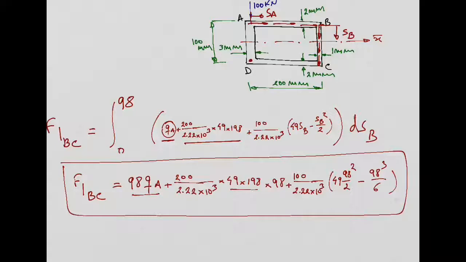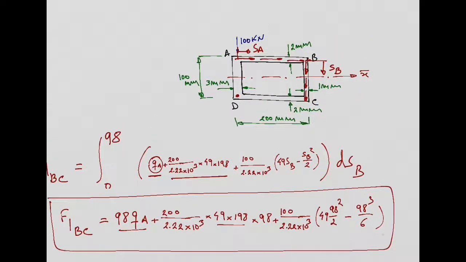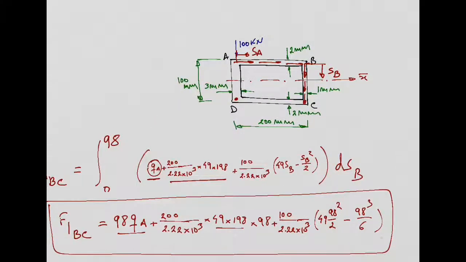All right, so we have the force in wall AB. We have the total force in wall BC. So the next step then is going to be to calculate the moments produced by these two forces about point D. Okay?